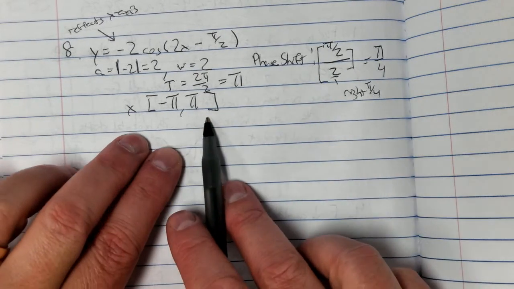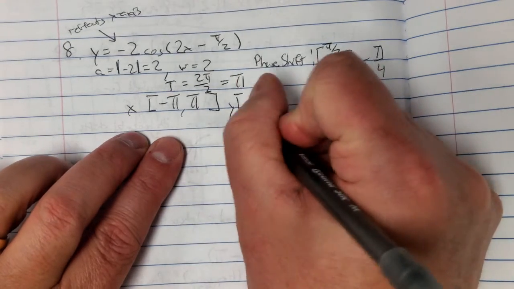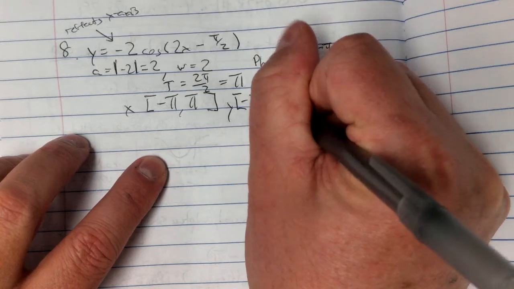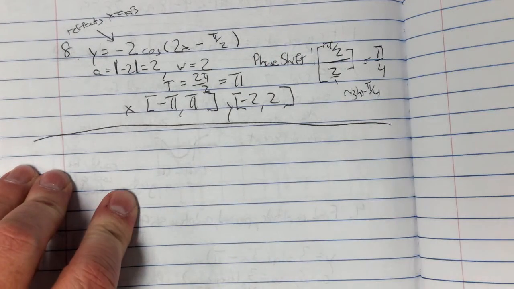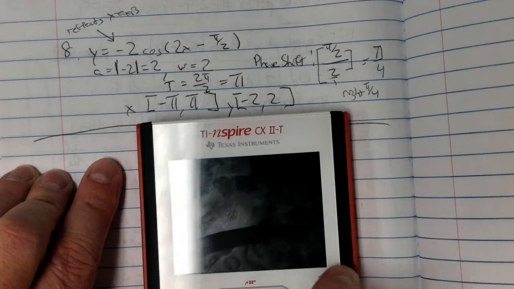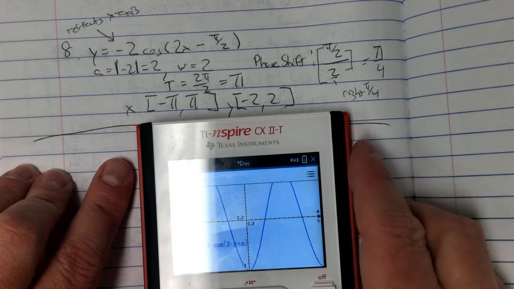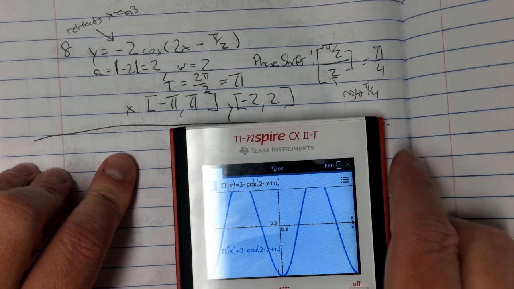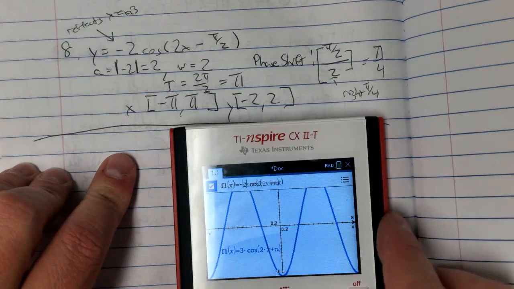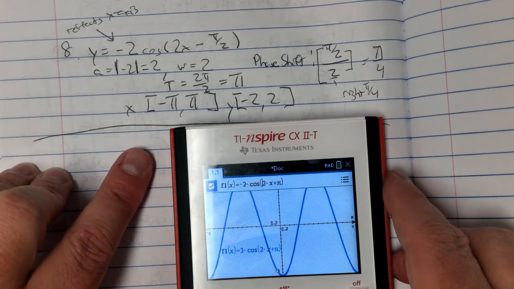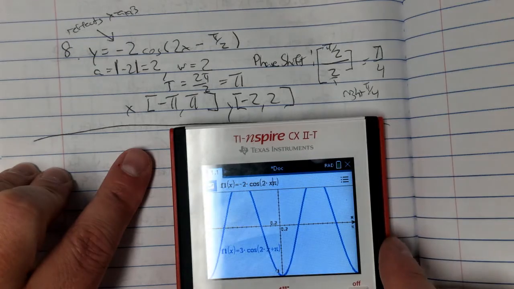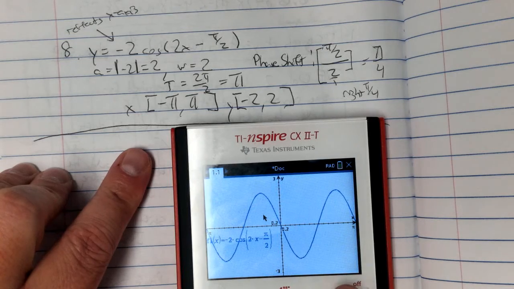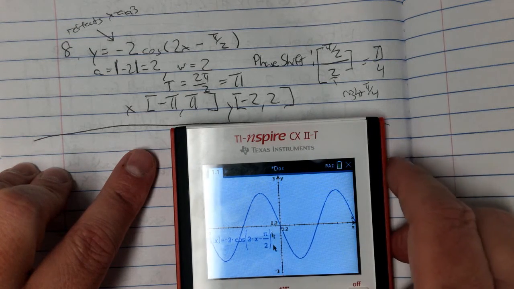We also need our y minimum and maximum, and it's going to go from -2 to 2. Okay, so let's graph that. We're going to have -2 cosine 2x minus pi halves. And we need to change our y from -2 to 2.